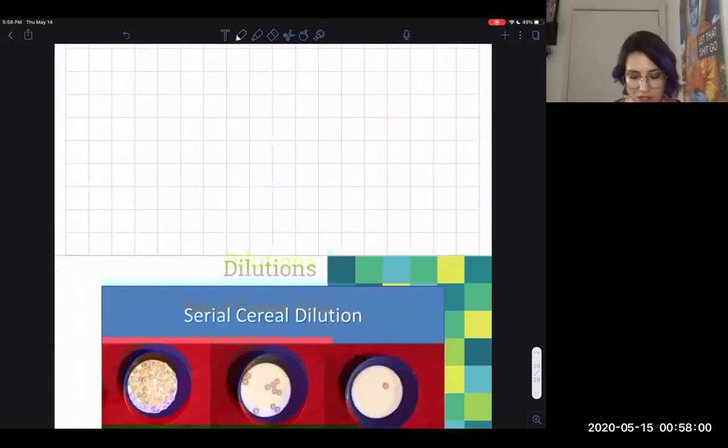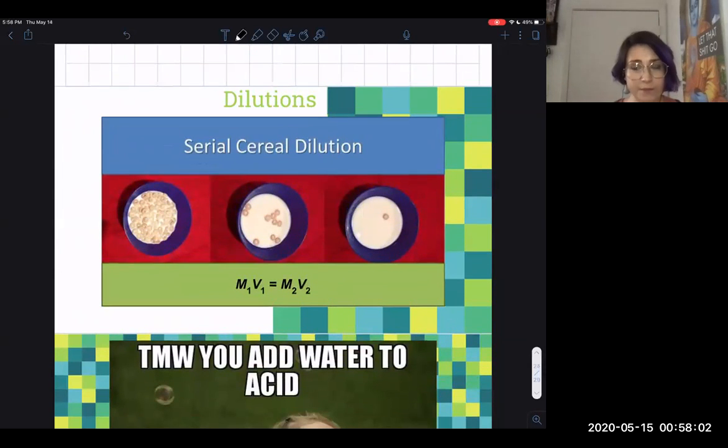This equation is for dilutions, okay? Dilution means that I'm taking something more concentrated and adding water to it, and it's becoming more dilute, or less concentrated. A serial dilution means that we're doing this in steps. So here's a picture of a serial dilution.